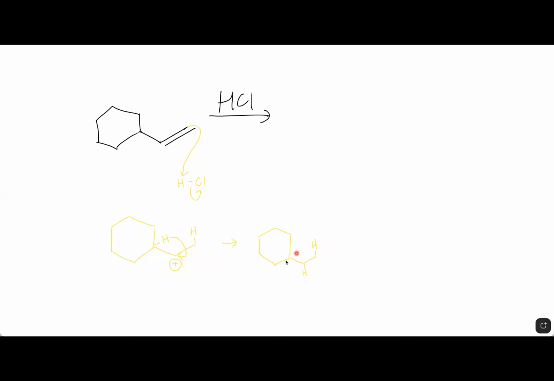And then this is positive now. That's right. Because that carbon lost the bond and now it has the positive charge where it's more stable and happy because it's more substituted. And then you bring in the Cl minus to attack that positive charge. This is the step that a lot of people forget about, like that hydride shift or methyl shift. Yeah, that's a common mistake. And this is your final answer here.